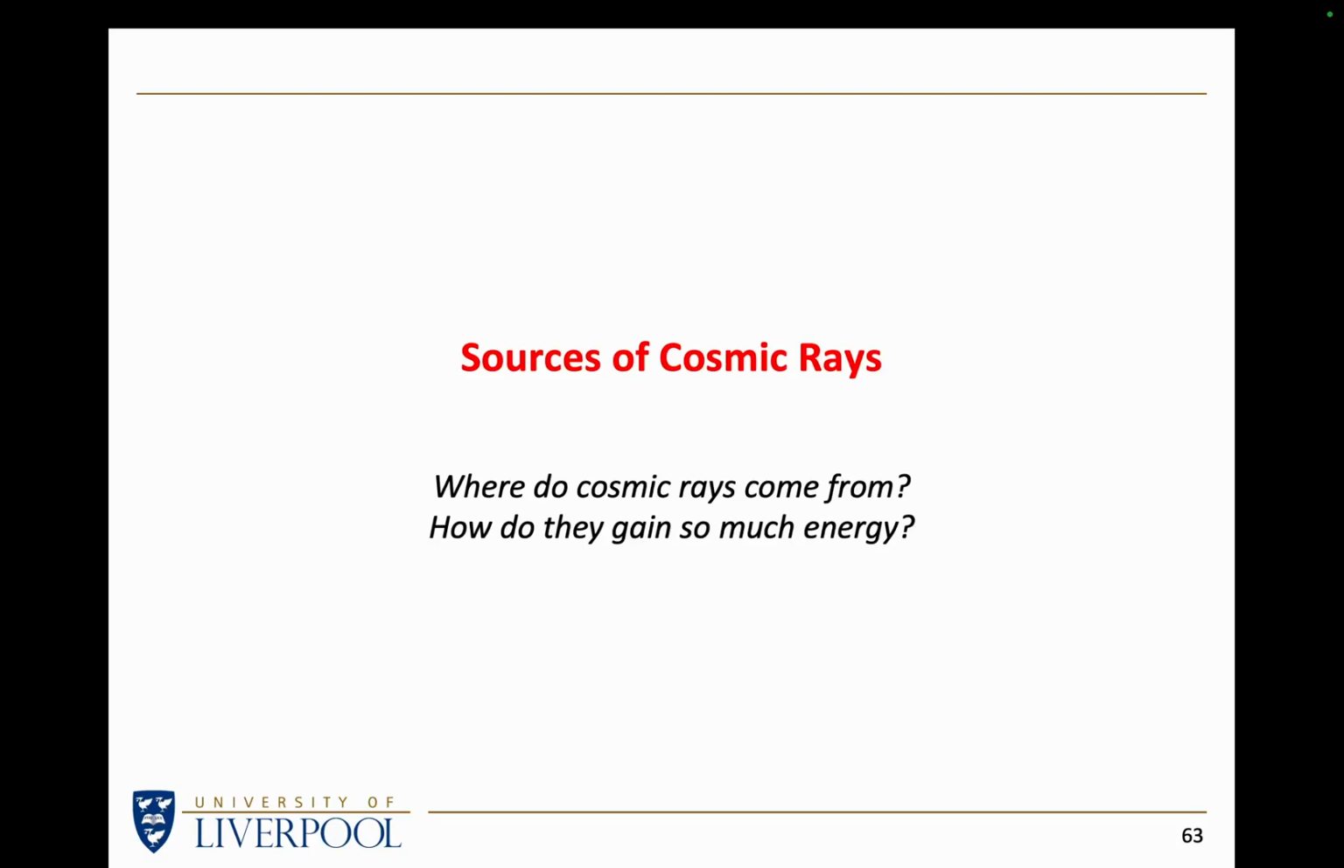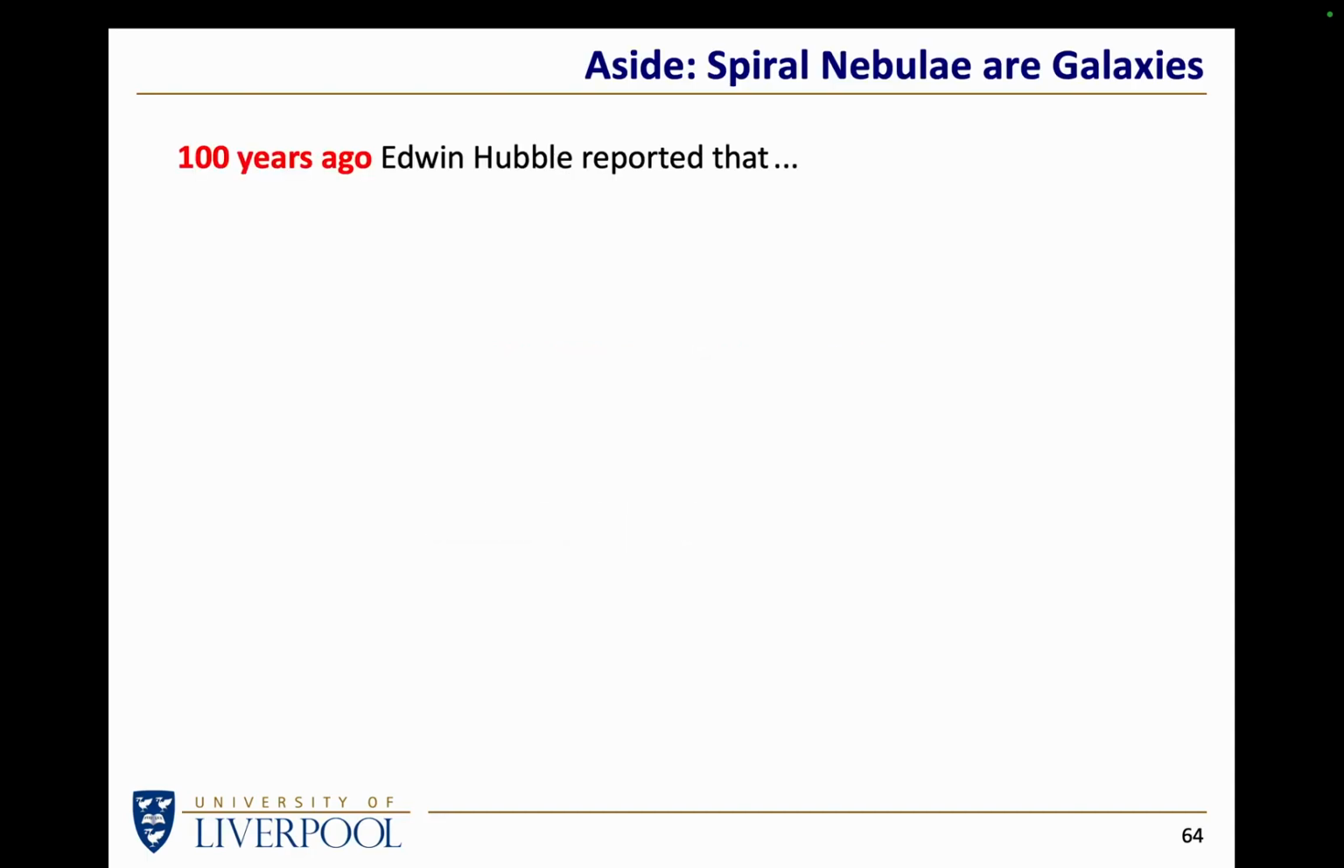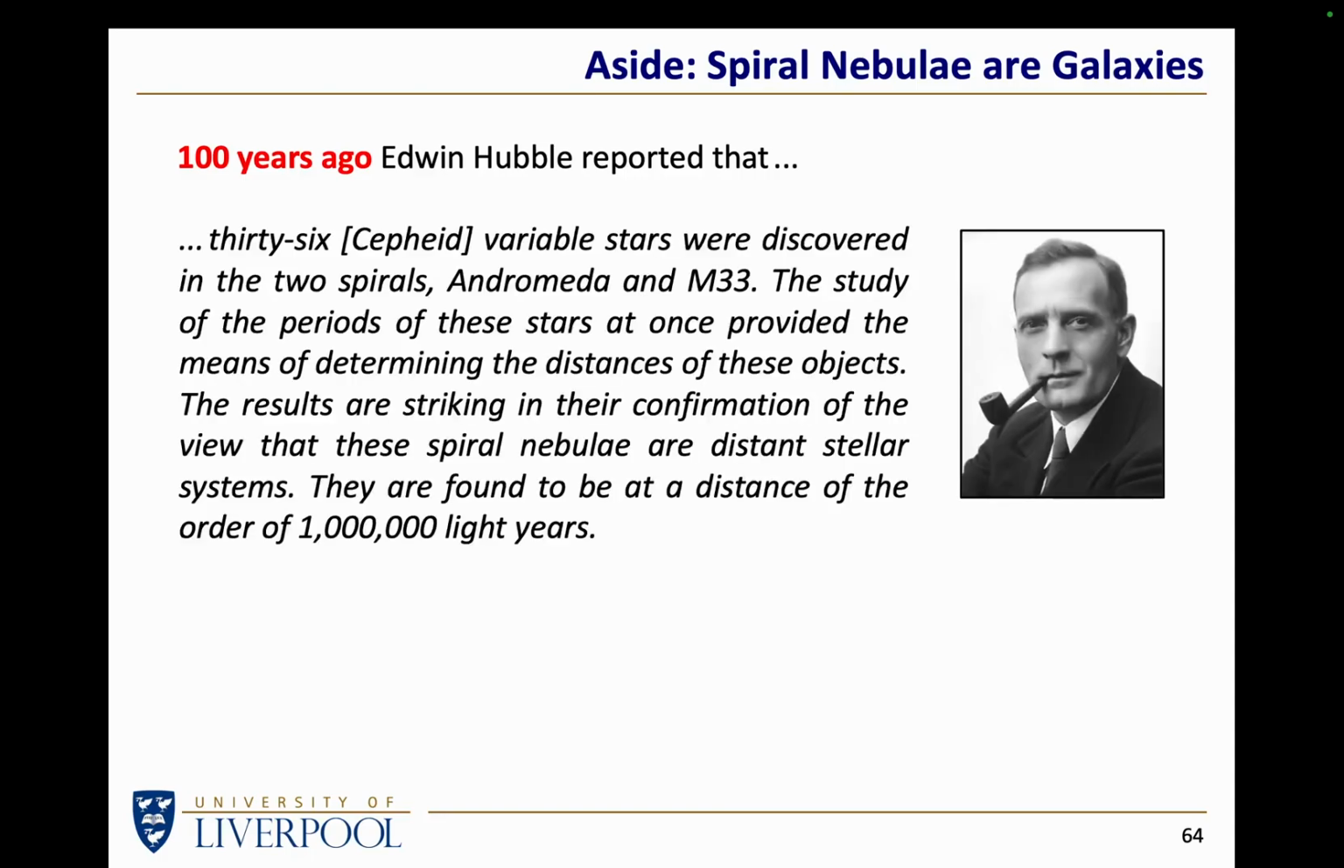And that's the final part of this talk. Where did they come from, and how did they get so much energy that they can dump a lot of it into the Earth's atmosphere? Just as a reminder, 100 years ago, give or take a month, November 1924, I think it was, was the point at which Hubble said, look, if you look at variable stars in the Andromeda Nebula, or the Andromeda Spiral as it was called at the time, or the M33 Triangulum Spiral, these variable stars tell us that these objects are not in our Milky Way. They are galaxies in their own right.